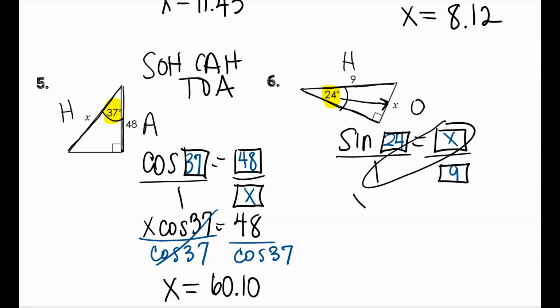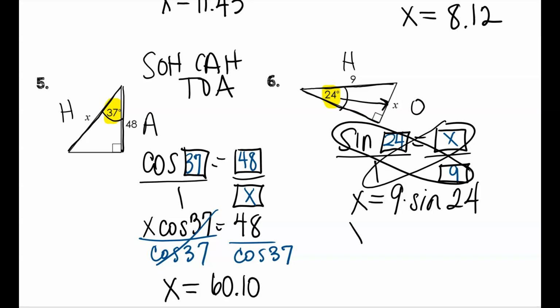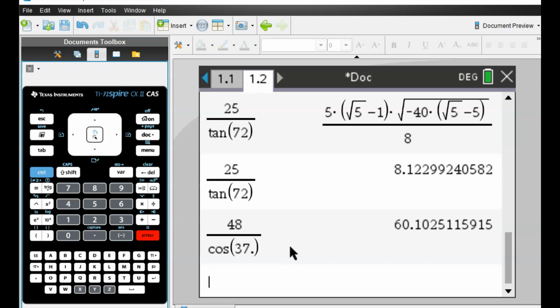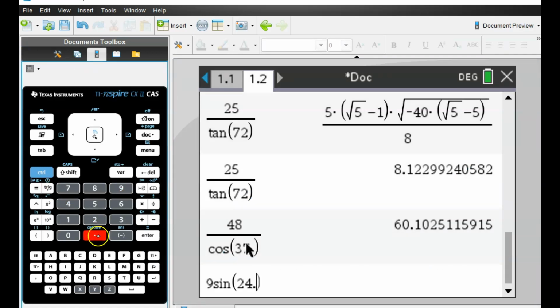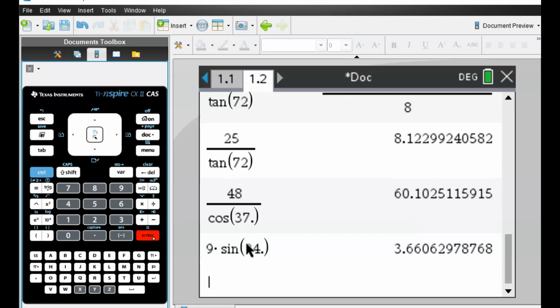X times 1 is x. 9 times the sine of 24, we write like this. X is already alone, unlike here where it was not. Therefore, x is equal to 9 times sine of 24. 9 times sine 24 is 3.66.